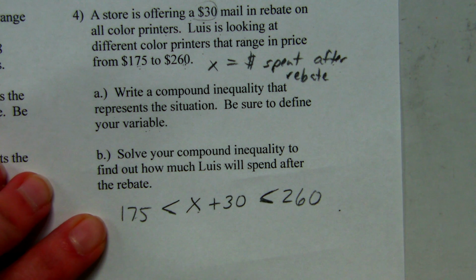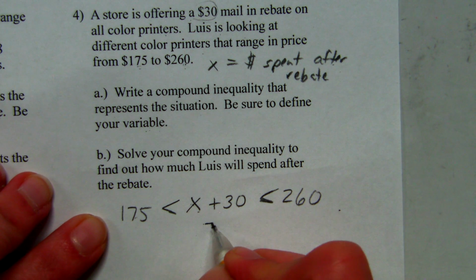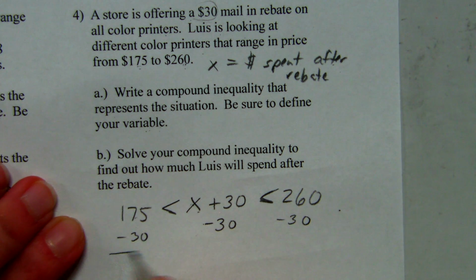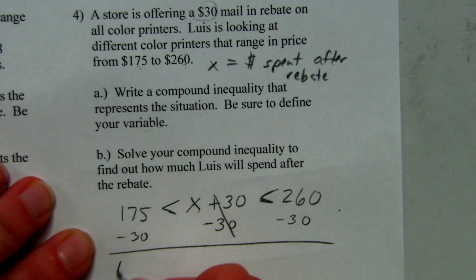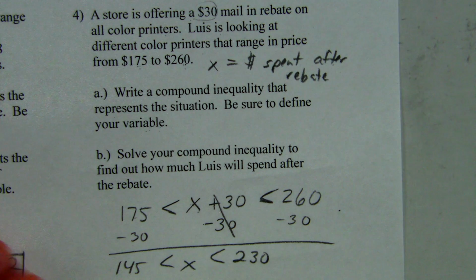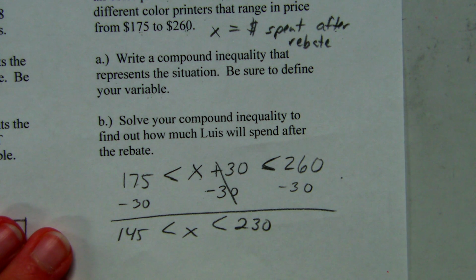So if you're thinking about alligators, the alligators are all eating what's bigger, which is going to go to the right. And so this is what we're getting back, what we're going to spend after the rebate, plus the rebate, because we have to spend that in the beginning. And then we will solve to figure out what that range is. So we would just subtract 30 here, and here, and here. Take off that rebate. And we'll get 145 is less than x is less than 230. Oh, and I forgot to write this in words.